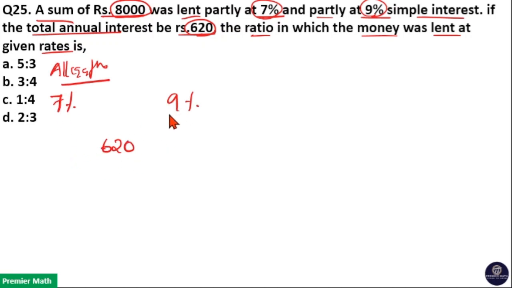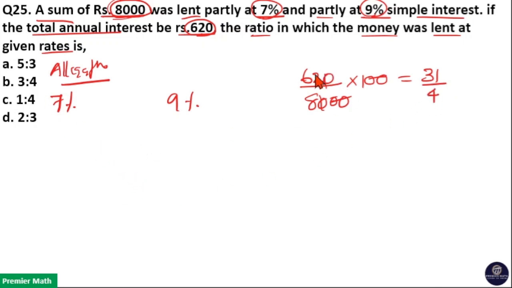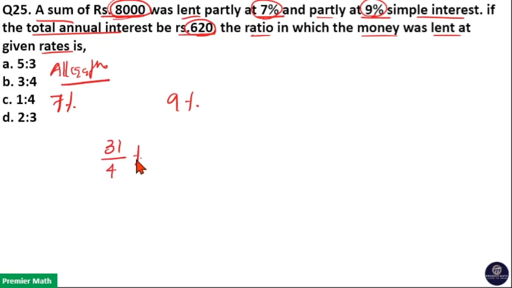But here 7 and 9 are in percentage format. So I should write the 620 in percentage format as well. This 620 is received from a total of 8000 rupees. So 620 out of 8000 in percentage, 00 cancel, 62 by 8 is equal to 31 by 4. So the 620 is 31 by 4%. Write it in the middle.